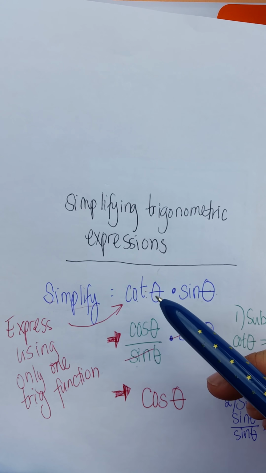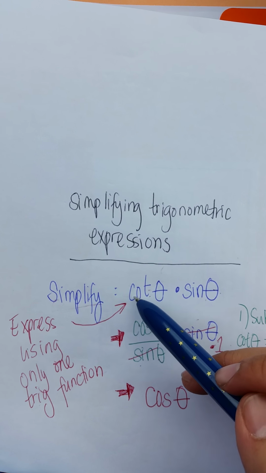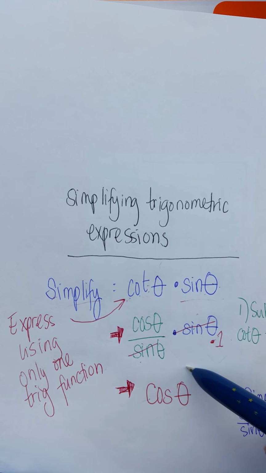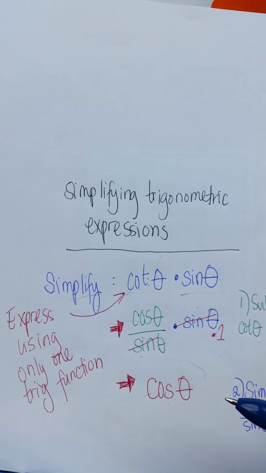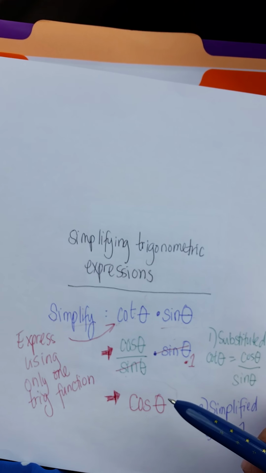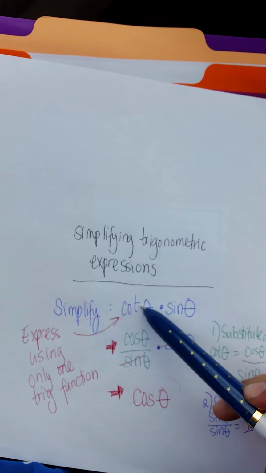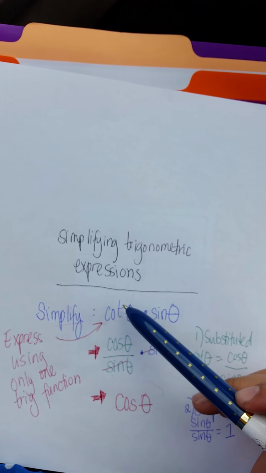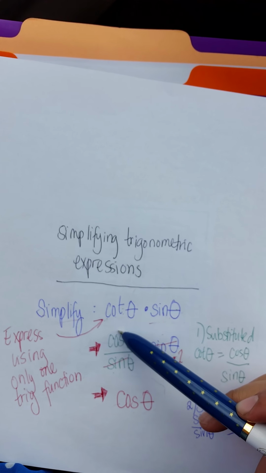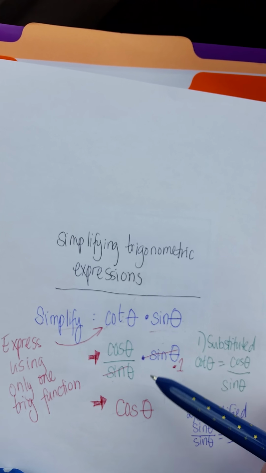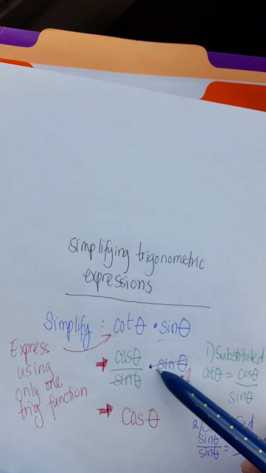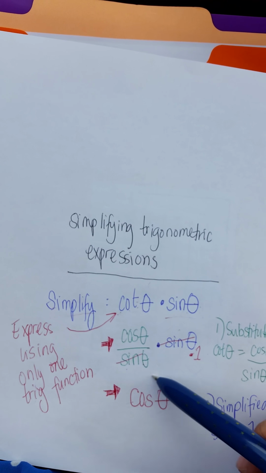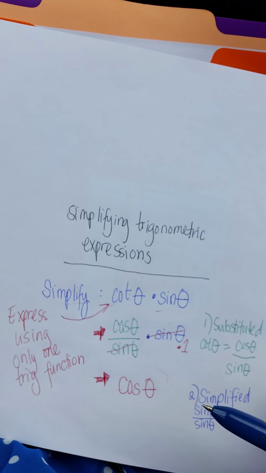So we expressed something that was in terms of 2 different trig functions into something that's only in terms of 1 trig function. So we simplified it. Right? So we started out with cotangent theta times sine of theta. We substituted cosine of theta over sine of theta for cotangent of theta. We kept the sine of theta. This becomes 1. Cosine of theta times 1 is just cosine of theta. And that's how you simplify trig expressions.